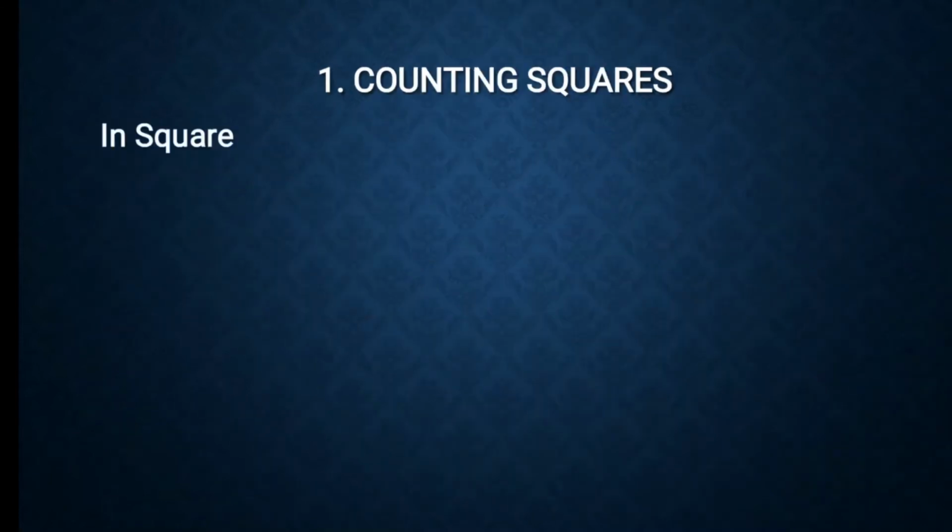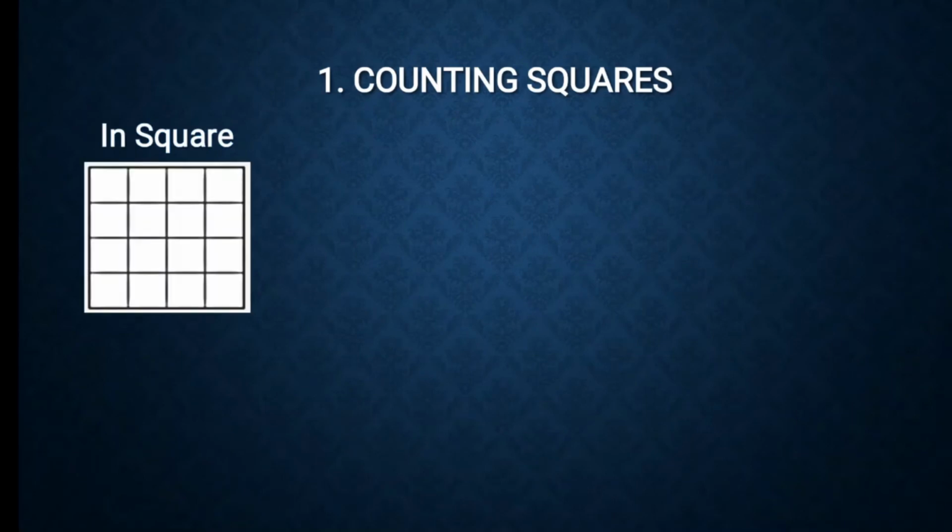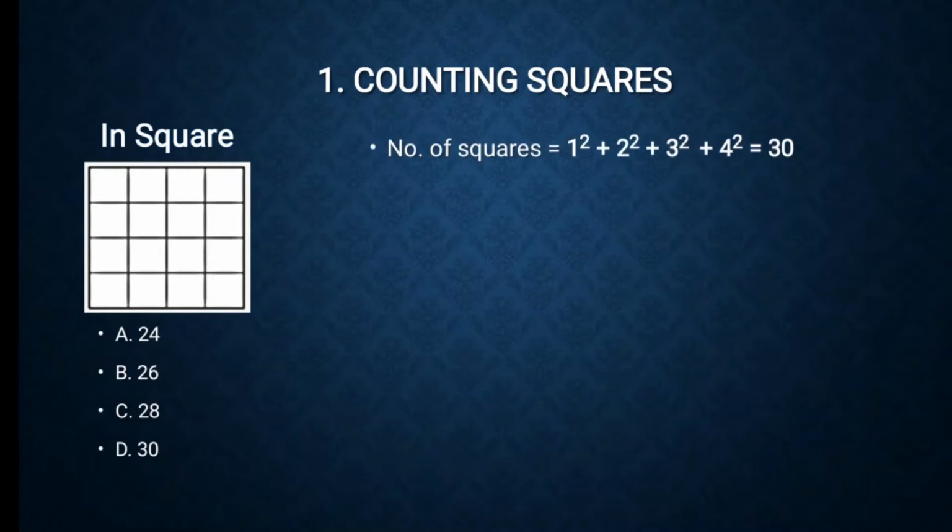Now in the next question we'll do the same thing. I am taking a different square. This is a 4 by 4 square. Again like I did in the previous question, I'll count the number of squares. The number of pieces or partitions in this square is 4. Therefore the number of squares is 1 square plus 2 square plus 3 square plus 4 square, which is equal to 30. I am adding the squares of natural numbers up to 4, so I am getting the answer simply as 30. I don't have to count in this case.